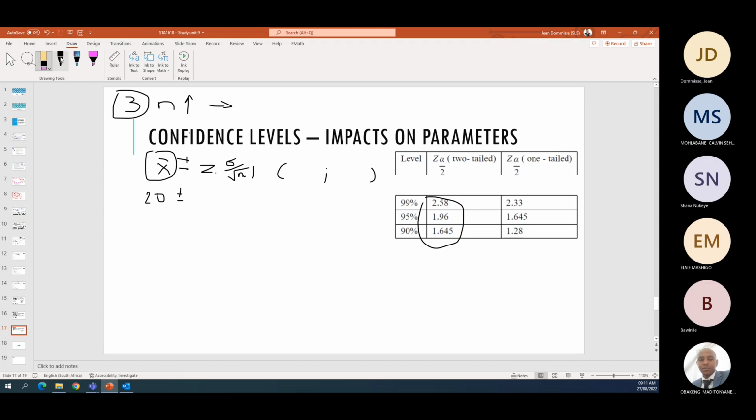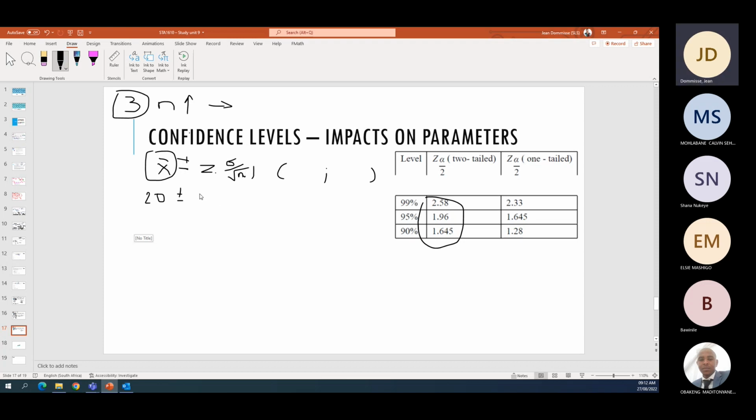Okay, so when z increased, we were happy. Your confidence interval will increase. When standard deviation increased, we were happy that your confidence interval also will increase. So the last thing to look at is what happens if we change n.